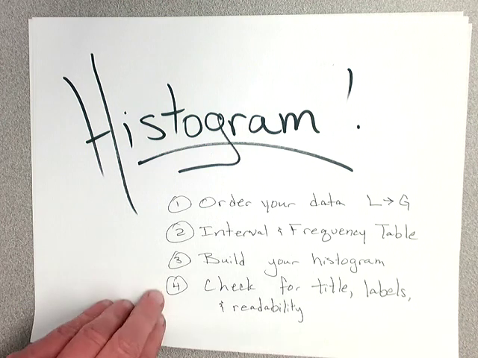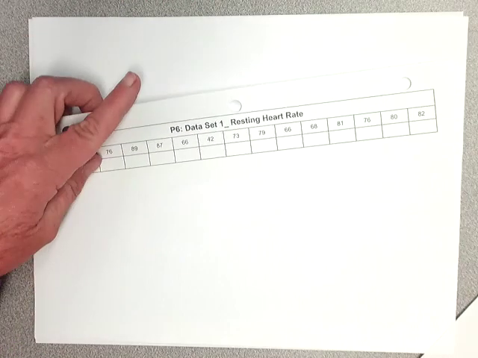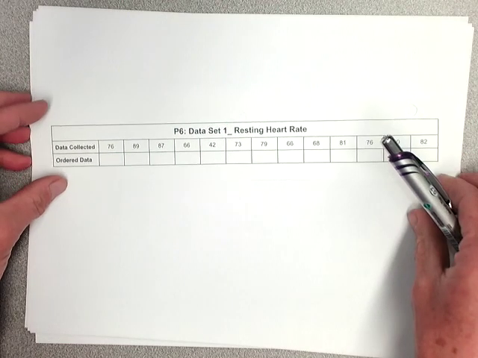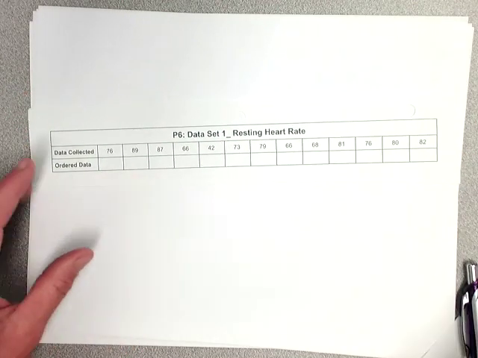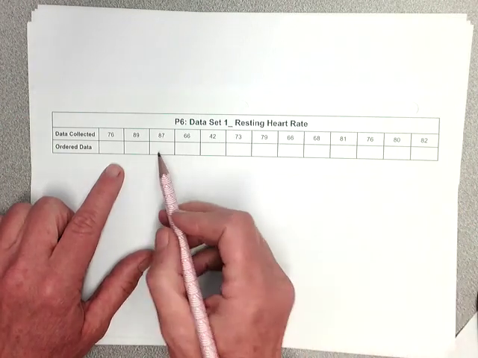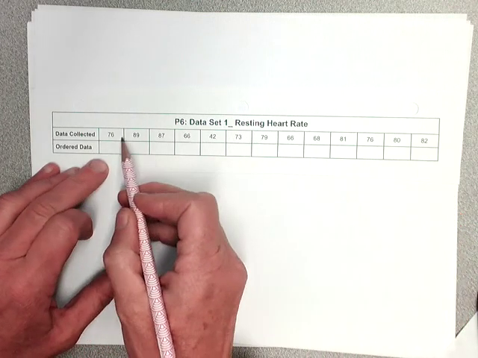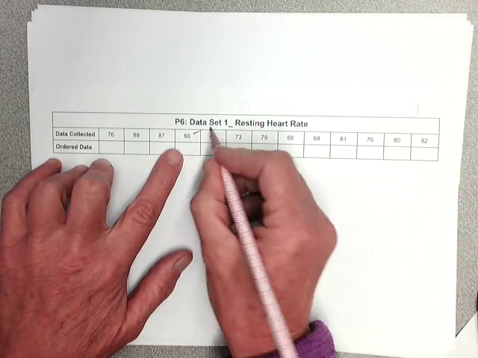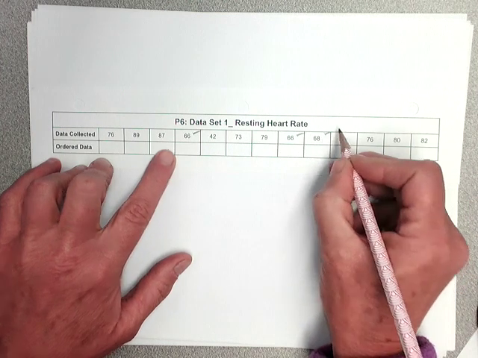Let's take a look. Step 1, ordering our data from least to greatest. This is the data set I'm doing as an example because it's different than anything that you guys have as students. So I'm going to order this data from least to greatest. Let me quickly do that. Looks like my lowest numbers are in the 60s. I've got a 66, another 66, and a 68.